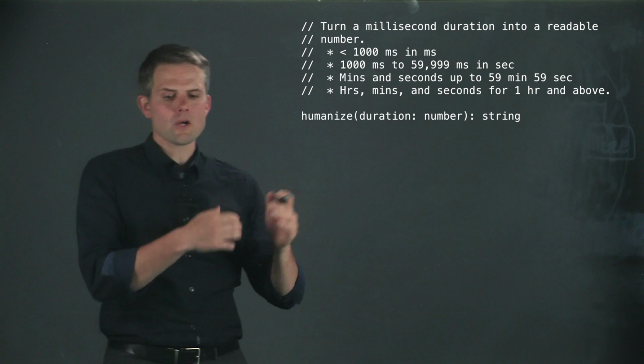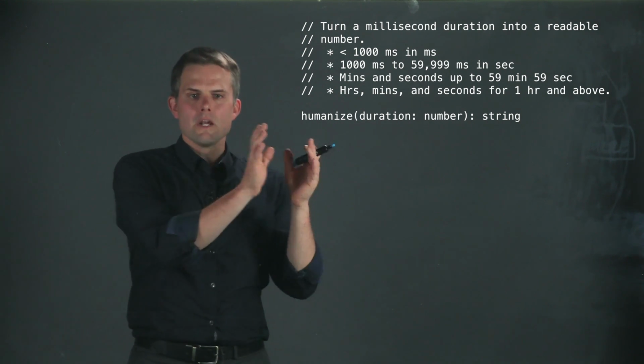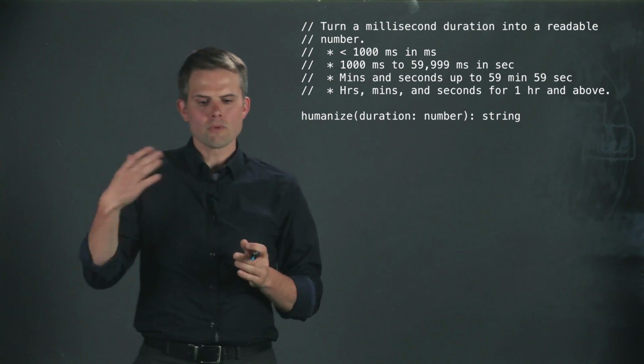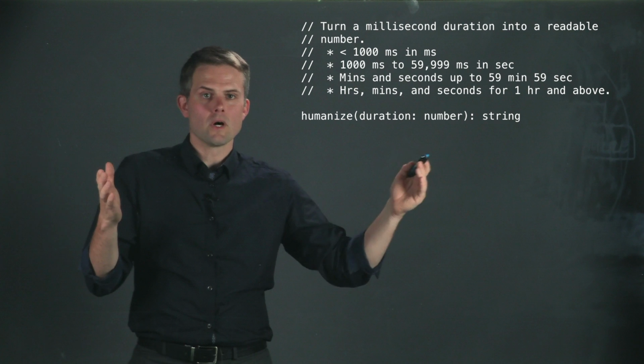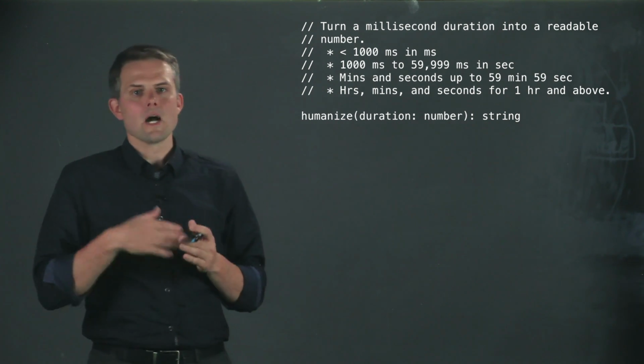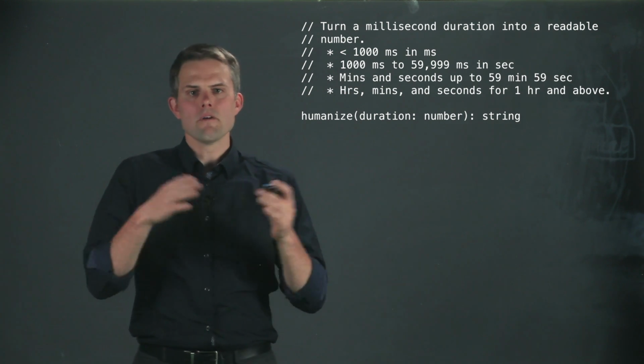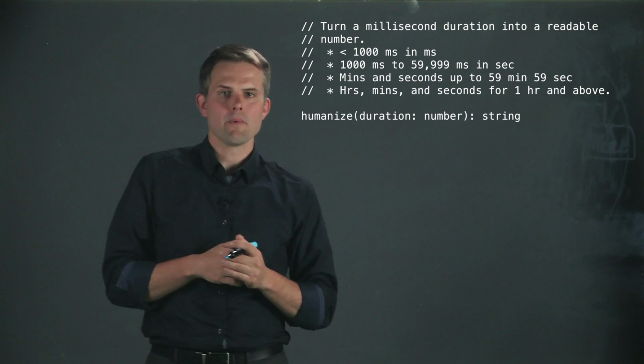Right, and from this spec, we can see that if we're dealing with a number of milliseconds less than 1,000, we want to return milliseconds. But if we're going from 1,000 milliseconds up to 1 minute, we return it in seconds. And above a minute to an hour, we return it in minutes and seconds. And above an hour, we add an hour parameter.